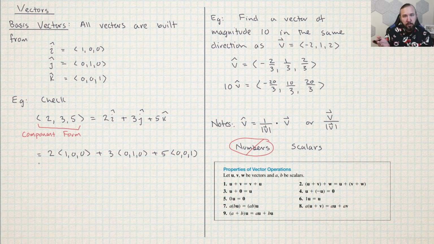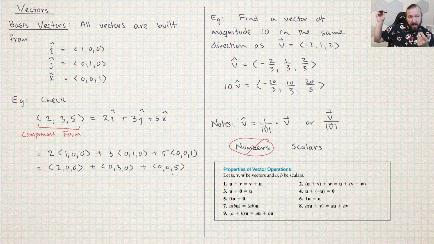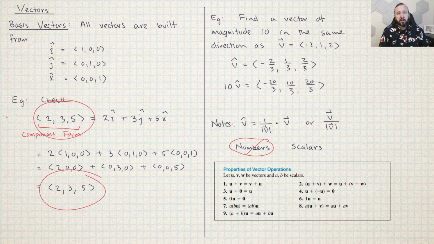Okay, so how do you multiply scalars and vectors? You just take that 2 and you multiply it by all the components. So this is going to be 2, 0, 0. This one is going to be 0, 3, 0. And then this one is going to be 0, 0, 5. All right, now I have three vectors added together. So how do you add vectors together? You just add the x's and you add the y's and you add the z's. So this is going to be 2 plus 0 plus 0, so I get 2, right? And then 0 plus 3 plus 0 is going to be 3, and then 0 plus 0 plus 5 is going to be 5. So you can see that we do actually have the right thing.